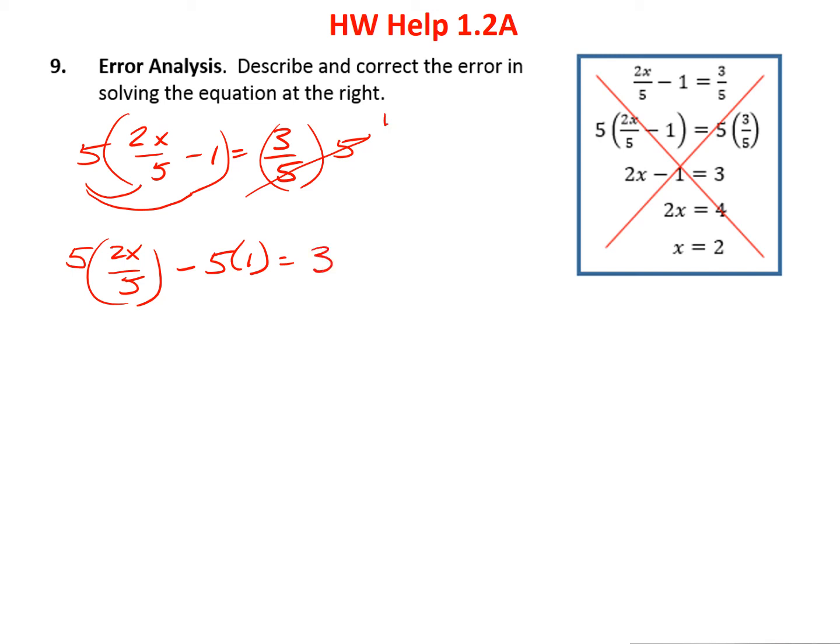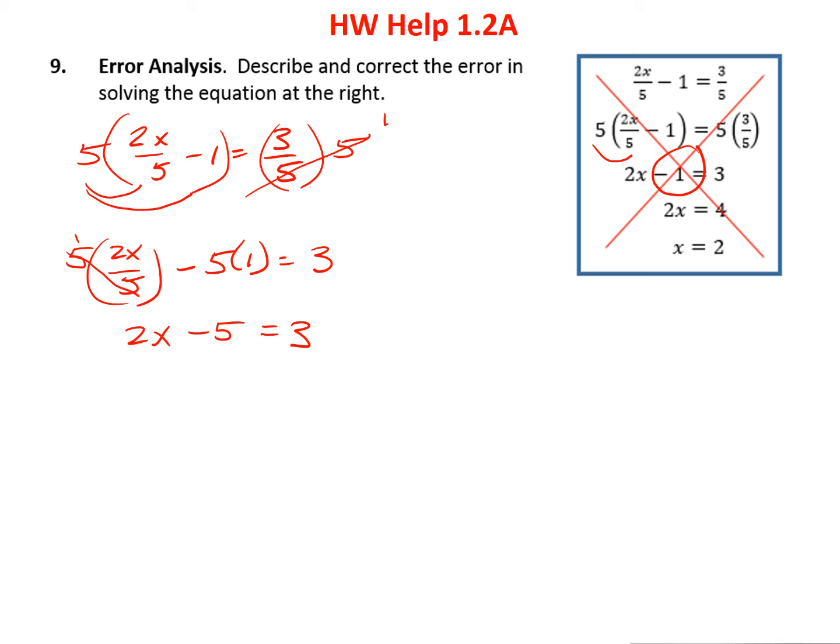And here's where the problem comes in. If I do this, notice these 5s go to 1 and I'm left with 2x, but 5 minus 1 is negative 5 equals 3. And you notice that's where the problem comes in if I look over here. What they did is they multiplied the 5 times there, but they forgot to multiply the 5 times there. A very common mistake for new math students.